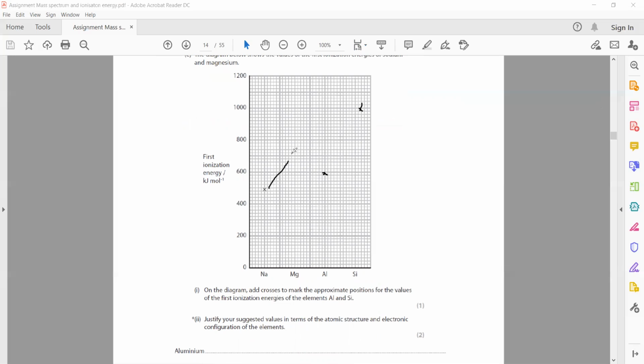And why is there a dip here from second to third? That's because of the shielding effect of different orbitals. Same shell, but different orbitals are used. Is it clear, this part? I'll continue this in the next session.